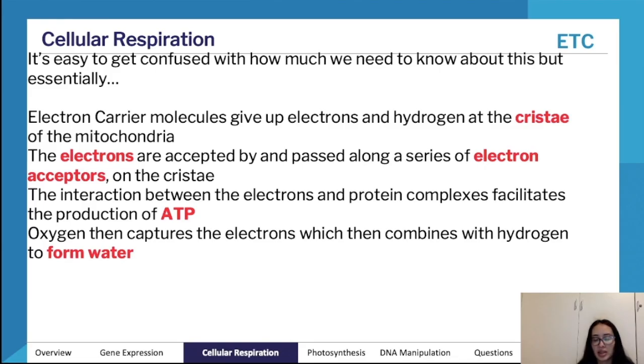Another thing to note is that in your cellular respiration formula, you have the production of water. This electron transport chain is the stage at which this water is produced. So you don't actually have water being produced anywhere else. When oxygen captures the electrons, it will combine with hydrogen and form water. So keep that in mind.